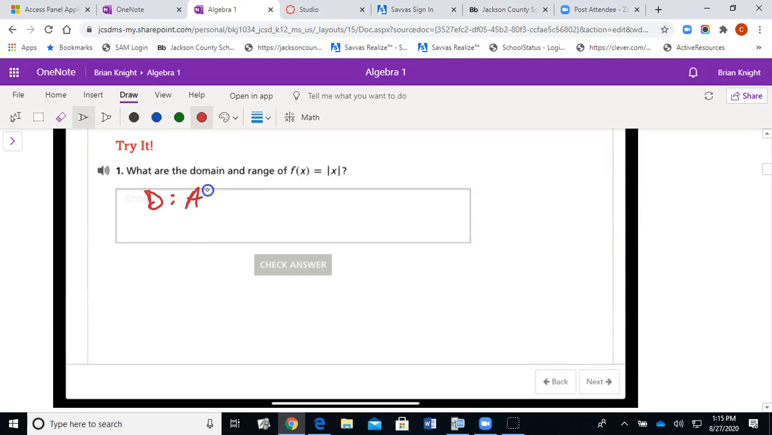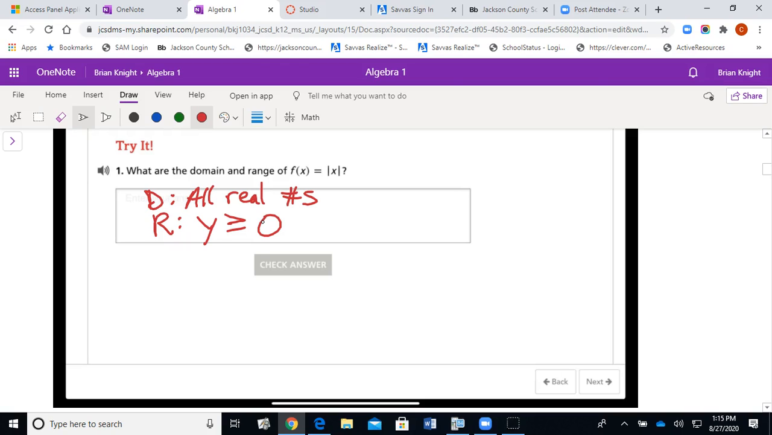Correct. Domain would be all real numbers. Your range, y has to be greater than, can it equal 0? It can. Okay? Not every time, but very similar to that. Now, I'm glad you asked that. She asked a great question.